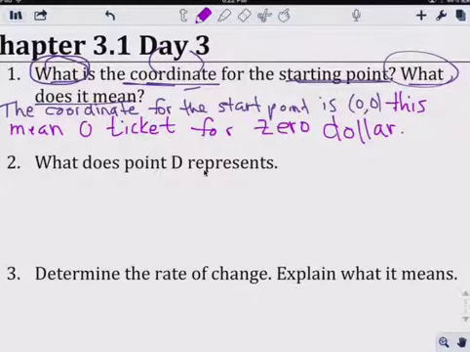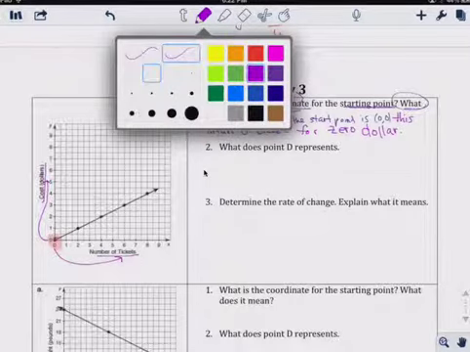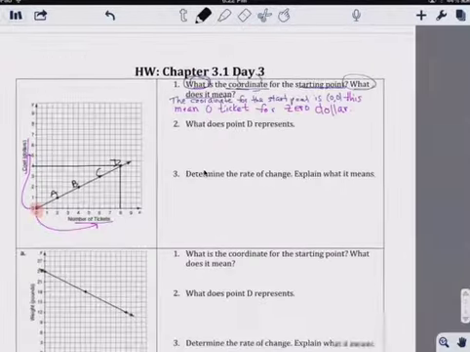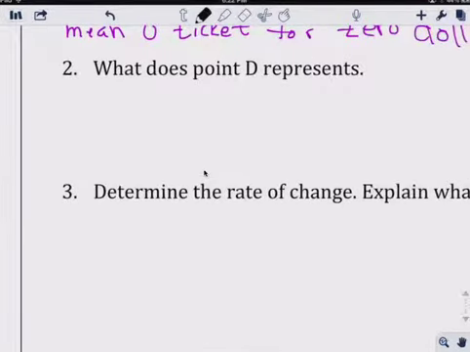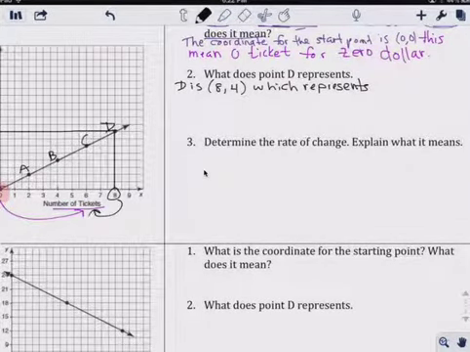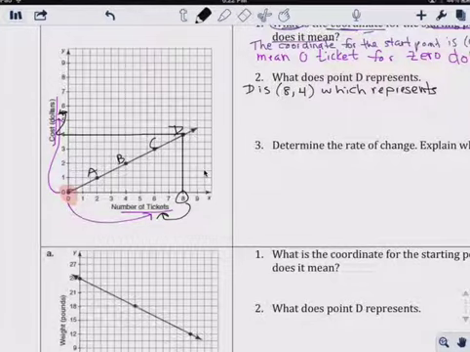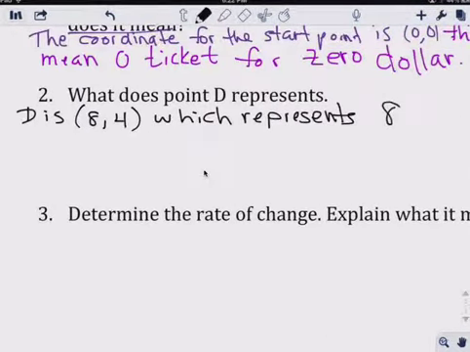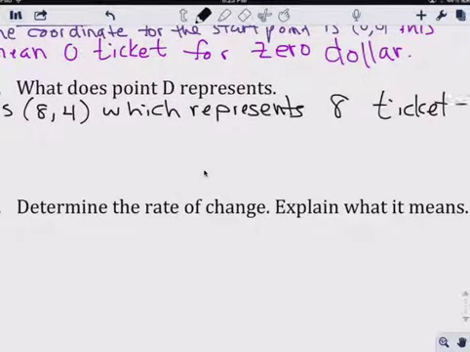Okay. What does point D represent? Oh, I forgot to label these before I made copies. So, A, B, C, D. Here's D. D is 8, 4. What does D represent? D is 8, 4, which represents 8 tickets for $4. It's very important you see that. 8 tickets for $4.